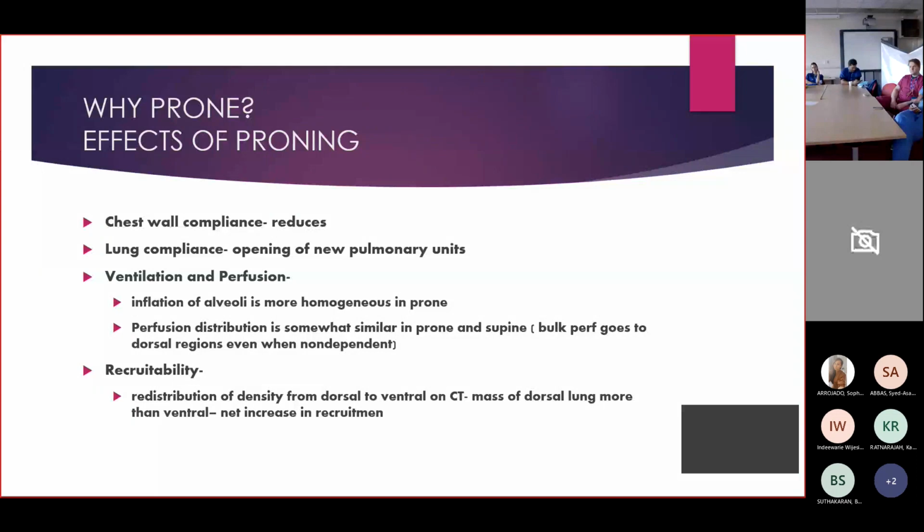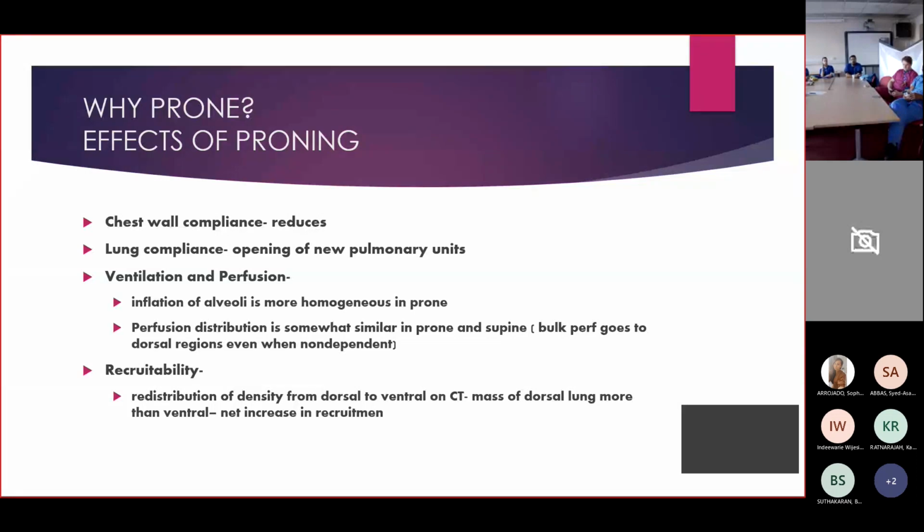So the denser area is the less recruited area. When the patient is supine, the dorsal or posterior aspect of the lung has less ventilation or recruitability. But when the patient is put prone, the anterior aspect of the lung is more dense, and the posterior aspect is better recruited.